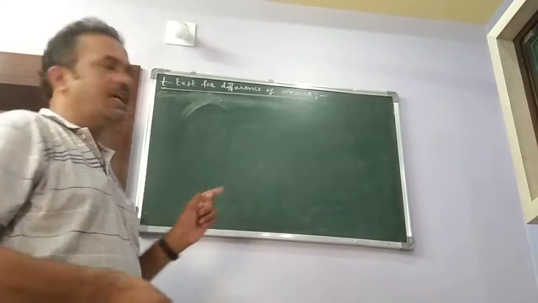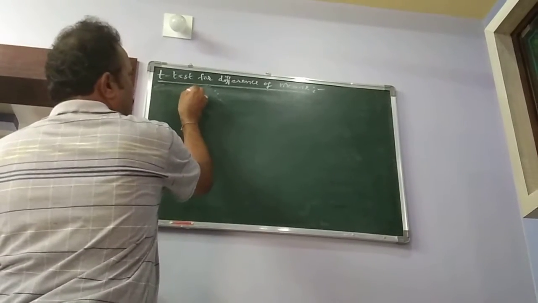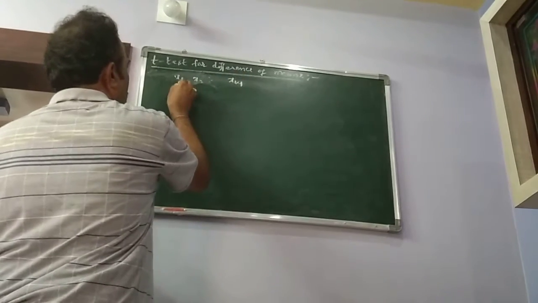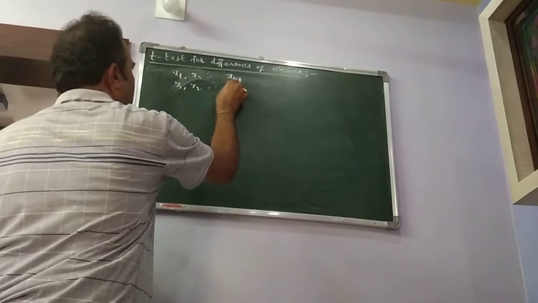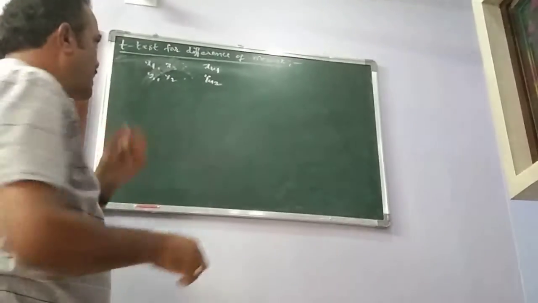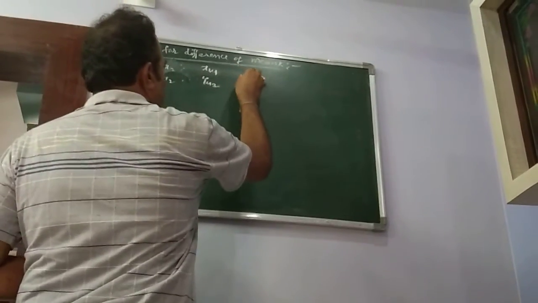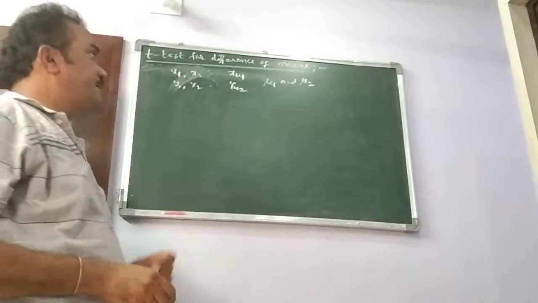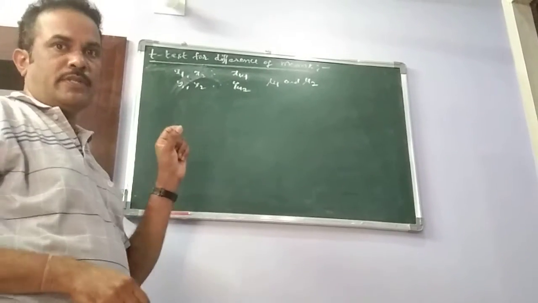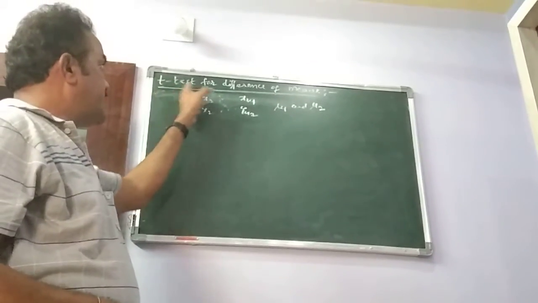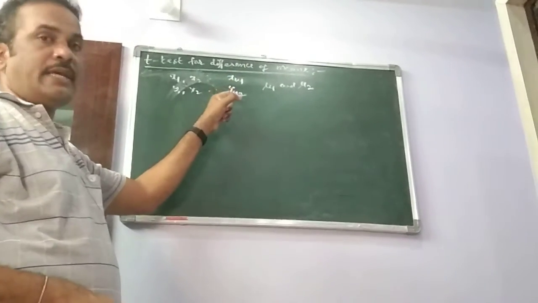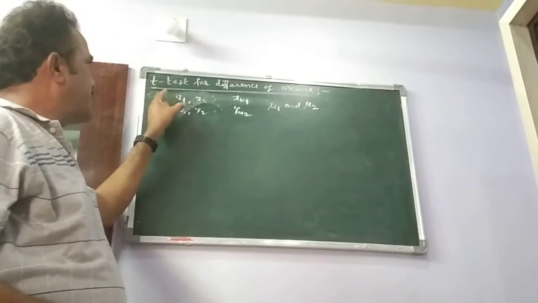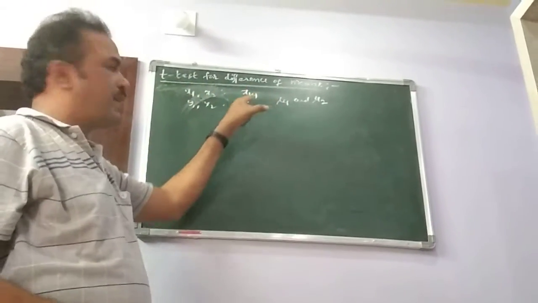We will discuss it briefly. Let us consider two independent samples x1, x2, up to xn1 and y1, y2, up to yn2. These are two independent random samples from populations with means mu1 and mu2. Keep in mind these are two independent samples, because the t-test for difference of means is applicable for independent samples. The t-test for difference of means will also be applicable for dependent samples. First we will discuss the t-test for difference of means for independent samples.